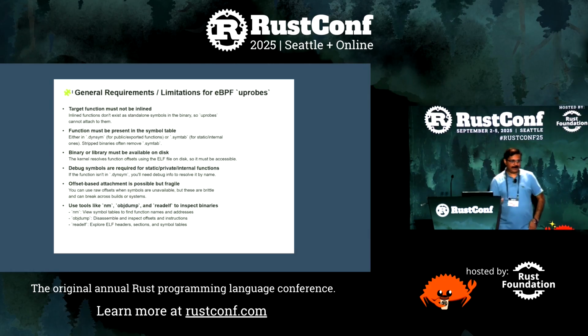General requirements and limitations of eBPF uprobes: one of the basic requirements is that the target function which we want to auto instrument should not be inlined, and should not be a macro. In those cases, they would be compiled out, you won't see them at the kernel level, and they cannot be instrumented. Symbol tables should be there. That's a must requirement. Without symbol tables, we won't be able to instrument these functions. There is a possibility of offset-based attachment in general, but that's fragile and mostly not recommended. So these are some of the basic requirements if we want to leverage eBPF for auto instrumentation.